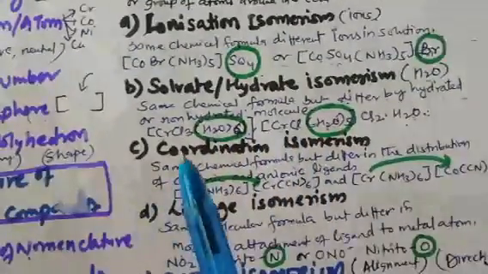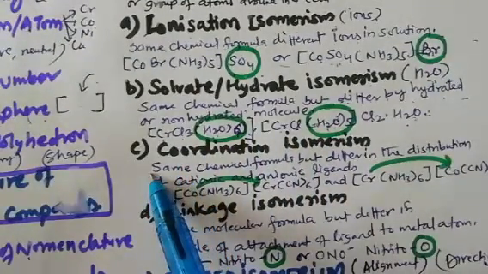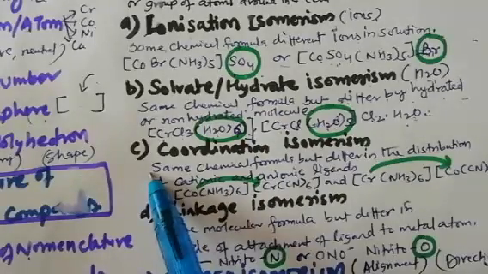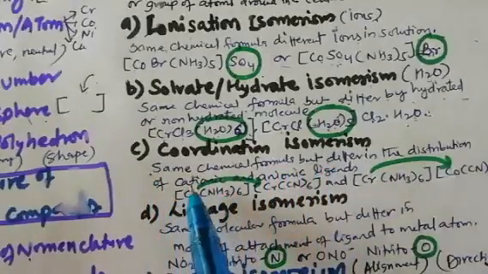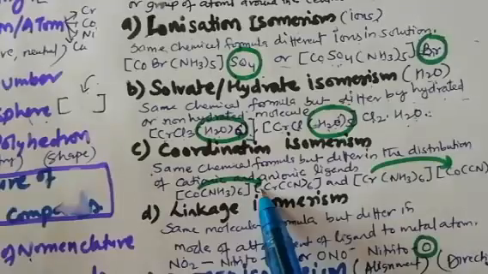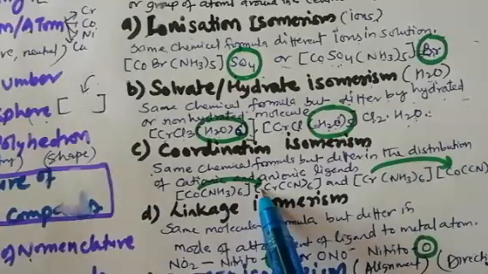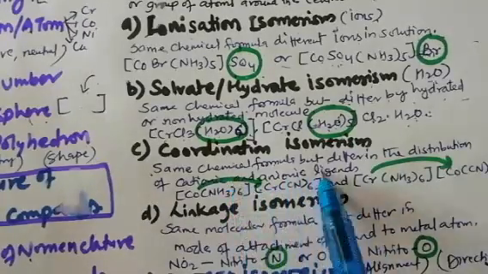Next is coordination isomerism. This is the type of isomerism which occurs in compounds which contain both cationic and anionic entities, and the isomers differ in the distribution of ligands in the coordination entity of the cationic and anionic part. This type of isomerism arises from the interchange of ligands between the cationic and anionic parts.